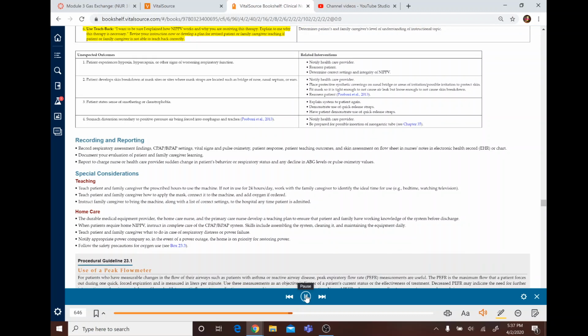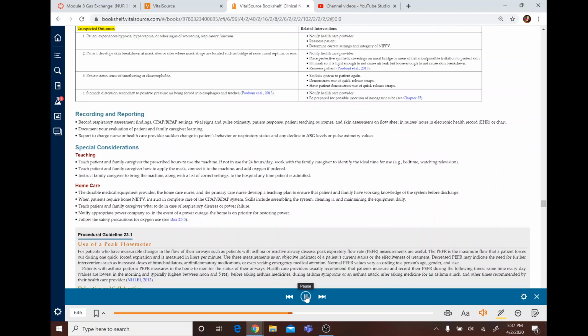6. Use teach-back. I want to be sure I explained how NP works and why you are receiving this therapy. Explain to me why this therapy is necessary. Revise your instruction now or develop a plan for revised patient or family caregiver teaching if patient or family caregiver is not able to teach back correctly. Determines patient's and family caregiver's level of understanding of instructional topic.